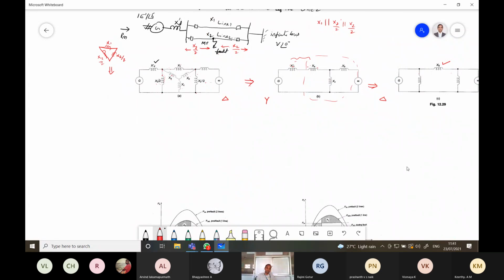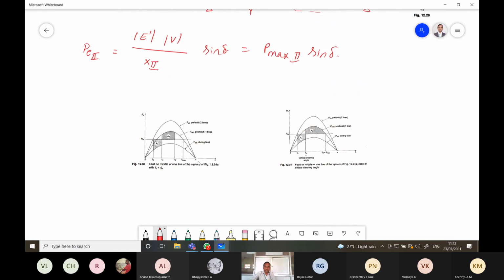So Pe2 and Pe1 and Pe3 will be the same. P2 changes during the fault condition. It will become E dash V by, so what is the overall reactance? That is represented by x2, sine delta. Okay, so this can be written as P max 2 sine delta. Okay, so look at the equal area criterion for this network.